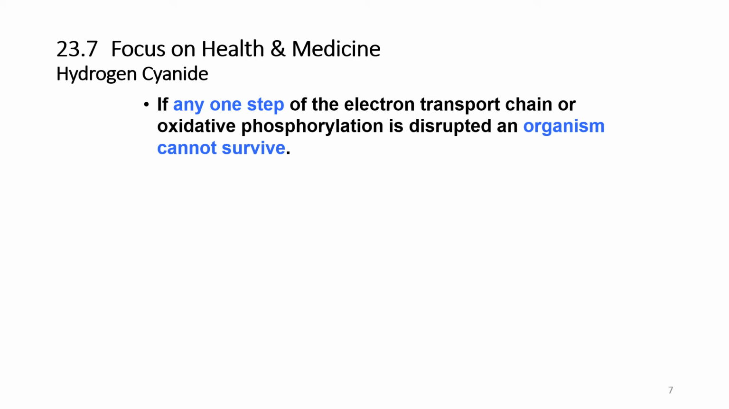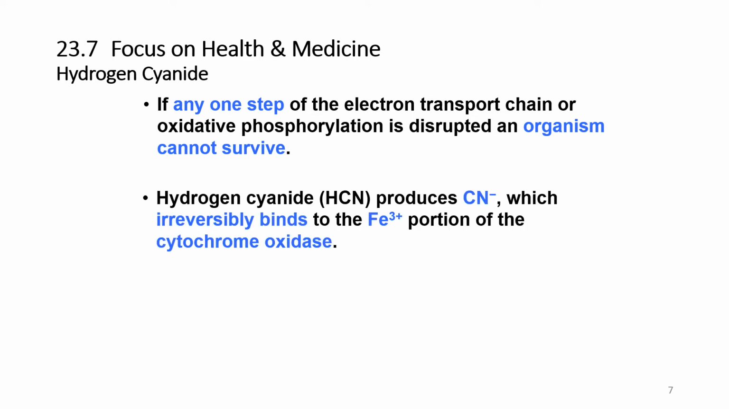So a very serious consequence of some drugs and chemicals: if any one step of the electron transport chain or oxidative phosphorylation is disrupted, the organism cannot survive because it can't make ATP. Hydrogen cyanide is an example here. It produces the cyanide ion, which irreversibly binds to the iron 3+ portion of cytochrome oxidase.